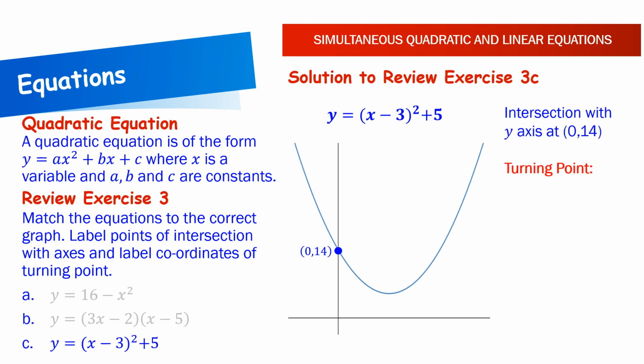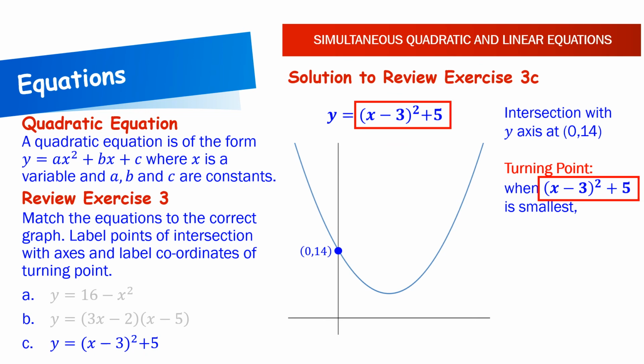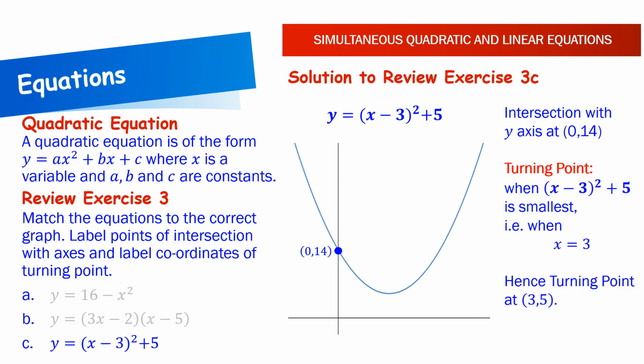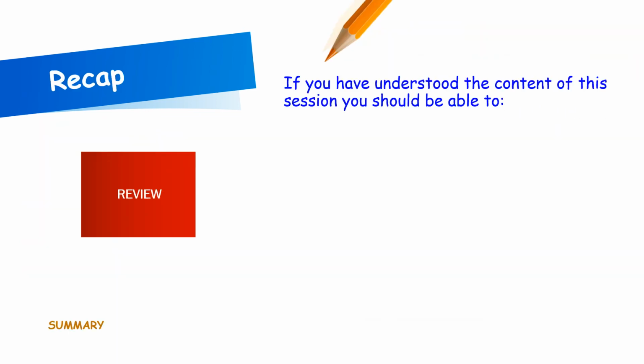And finally our turning point. This occurs when x minus 3 all squared plus 5 is smallest. In other words, when x is equal to 3, because that makes the expression x minus 3 all squared equal to 0, and we can't get anything smaller than that. Therefore, the turning point is at 3, 5, as shown.